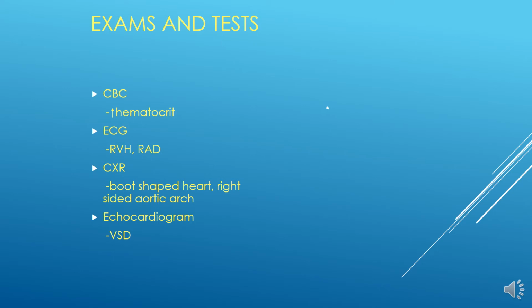EKG will show progressive RV hypertrophy, and chest X-ray will show a characteristic boot-shaped heart due to RV hypertrophy and oligemic lung field. Echocardiography will demonstrate the characteristic lesions and can guide the surgical planning, delineating the coronary artery branching patterns and the presence of additional cardiac malformations. In rare instances, cardiac catheterization will be required to clarify the anatomy.